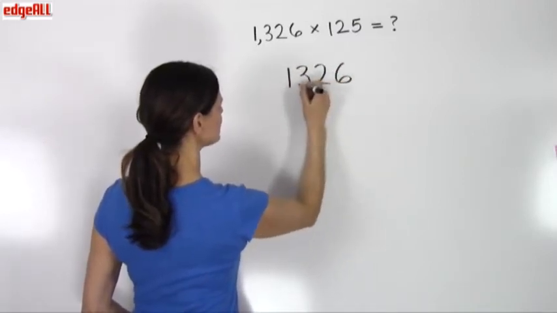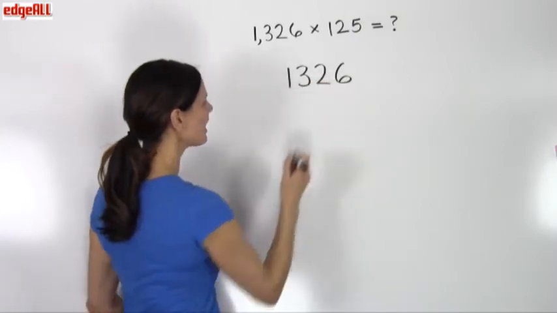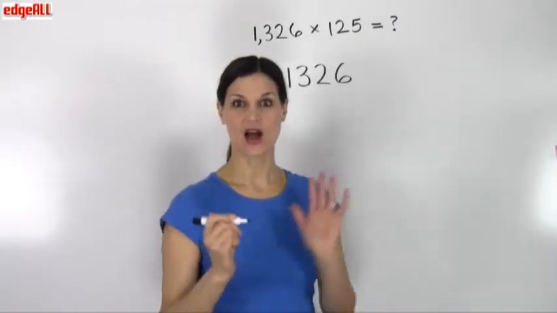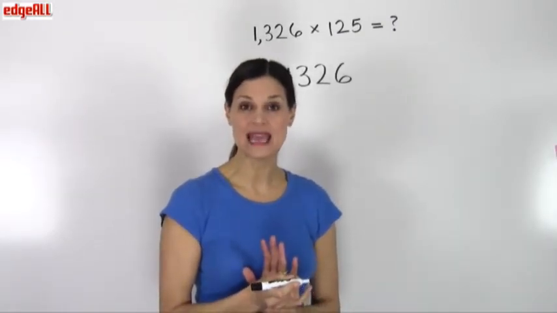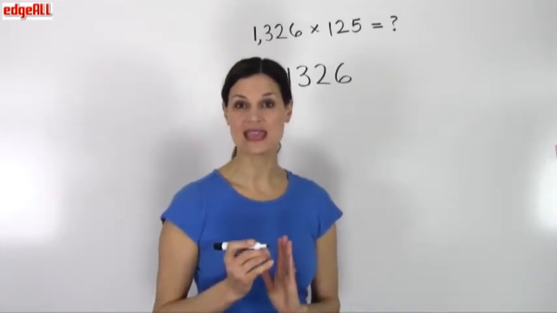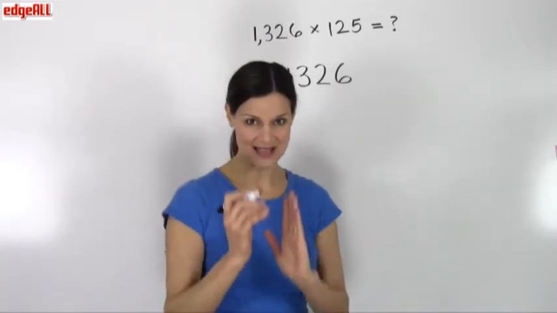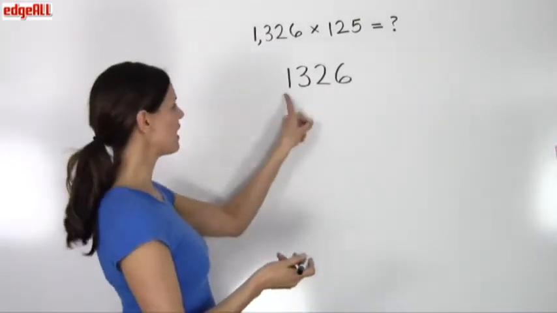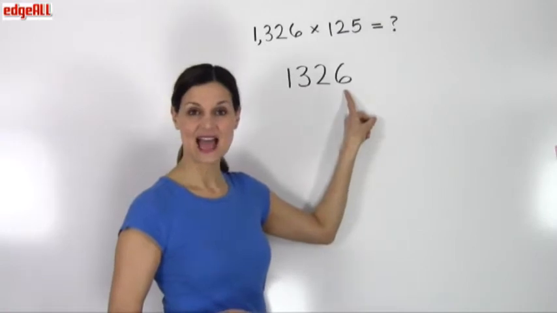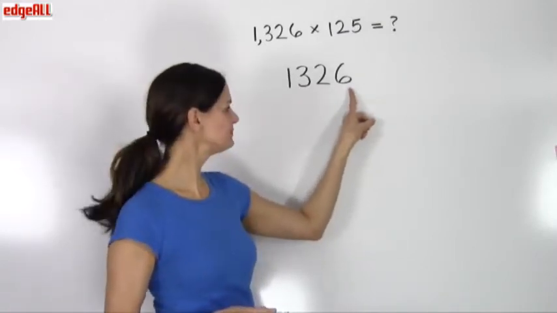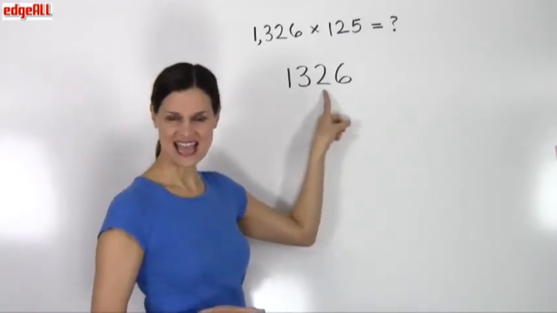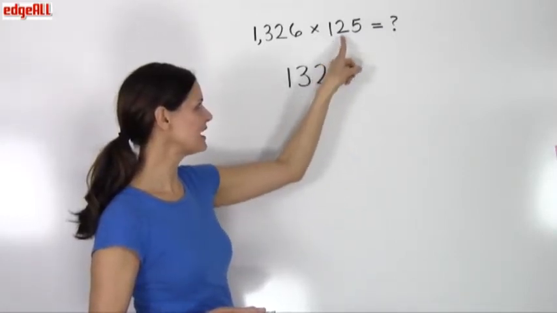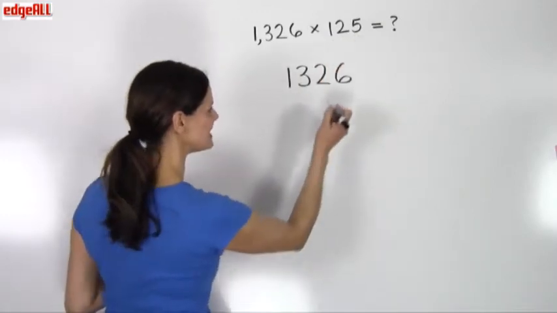1,326 on top. Now, before I even write my 125 underneath, I always want to remember to be really careful to line up each digit in its ones place, tens place, hundreds place columns. So in the 1,326, I've got a 6 in the ones place, a 2 in the tens place, and a 3 in the hundreds place. So when I put my 125, I want these neatly lined up.